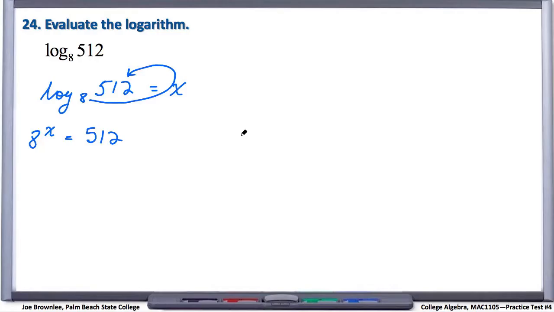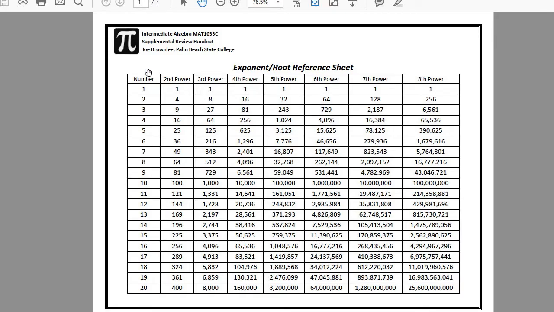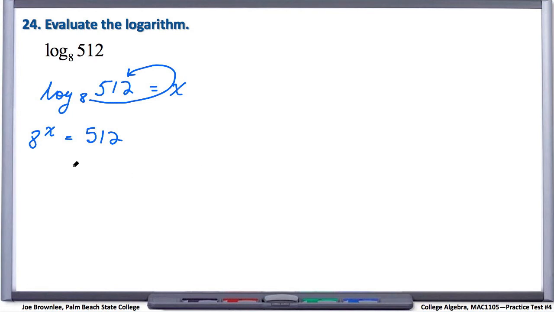So what we're looking for is a base of 8. We want to take the number 8, raise it to some power, some exponent, and get 512. So on your chart, let's go to the number 8, and then as we move to the right, we're raising 8 to different powers. You can see here, 8 to the second power is 64, 8 to the third power is 512, so that's what we're looking for. 8 to the fourth power is 4,096, and so on and so forth. So we just found it. 8 to the third power is 512, which means x equals 3, and we're done.